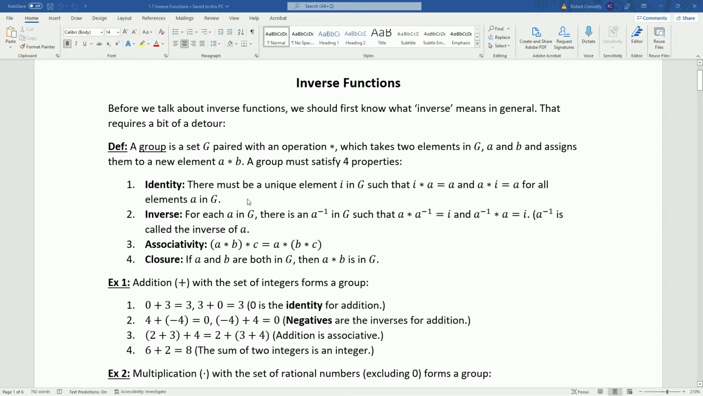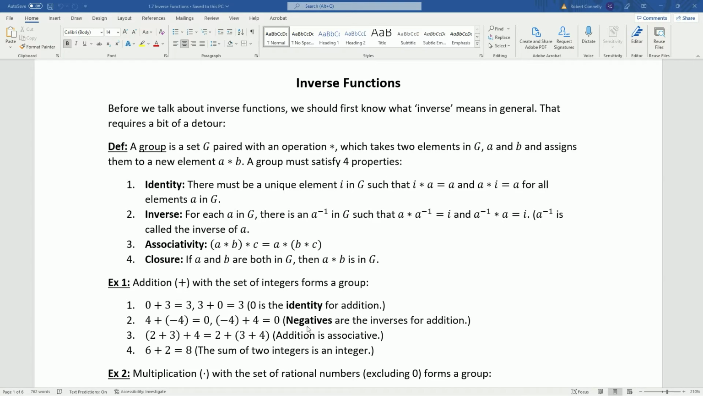So let's just take a look at addition. Here are basic things you know about addition. You know that 0 plus a number, in this case 3, 0 plus 3 is 3, and 3 plus 0 is 3. And that's because 0 is the identity for addition. So addition with the set of integers has an identity element, the operation here being plus.